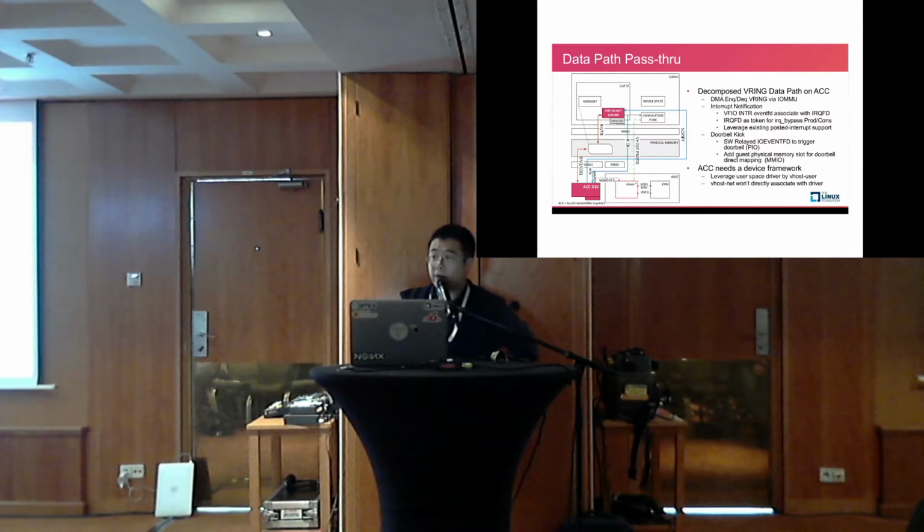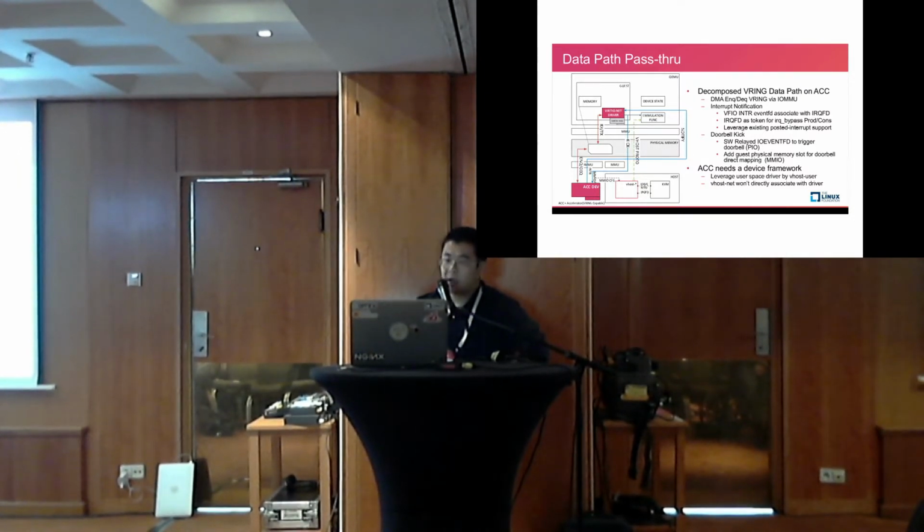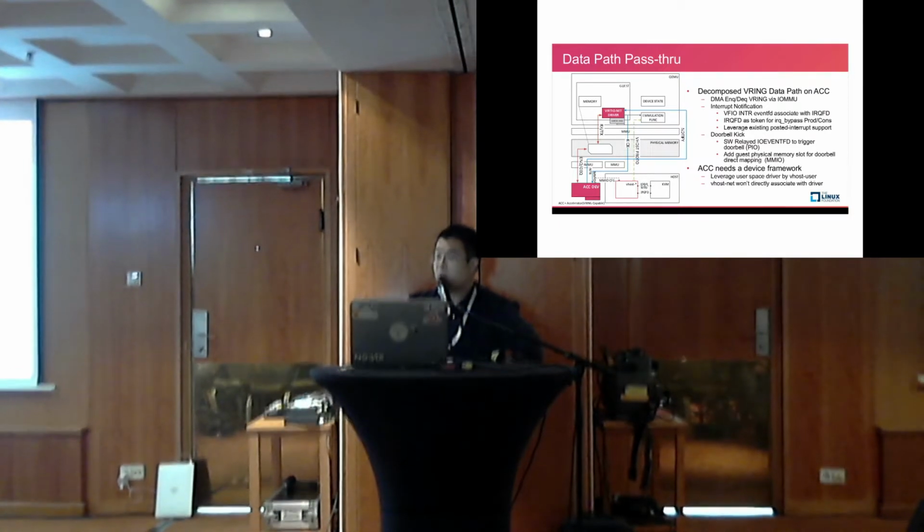And then the first thing we care about is the data path. If we look at the data path, the backend enqueue and dequeue tends to be DMA enqueue and dequeue, like DMA write, DMA read. And then we can leverage the IOMMU to do the address translation, not like what we are doing today on the CPU side. And for interrupts, we can do just the same as device pass-through, associating our VFIO interrupt eventfd with the IRQFD.